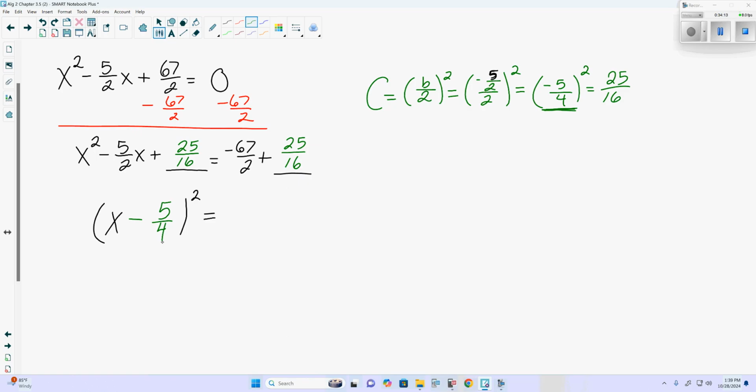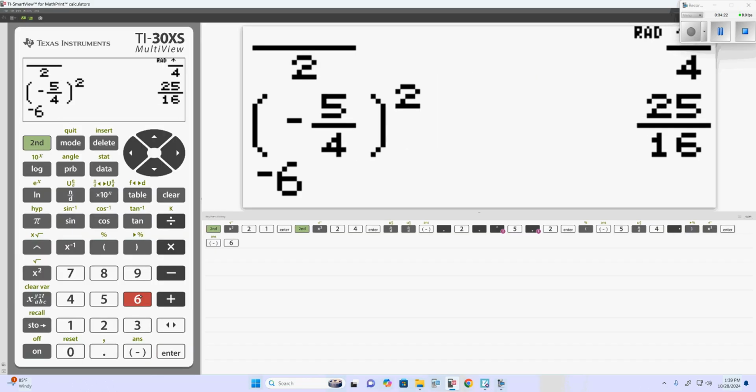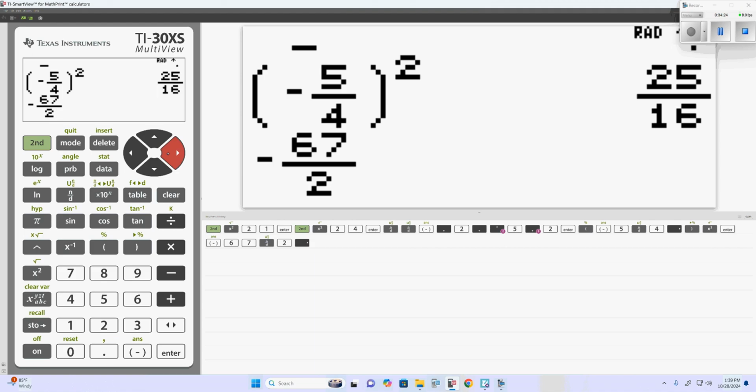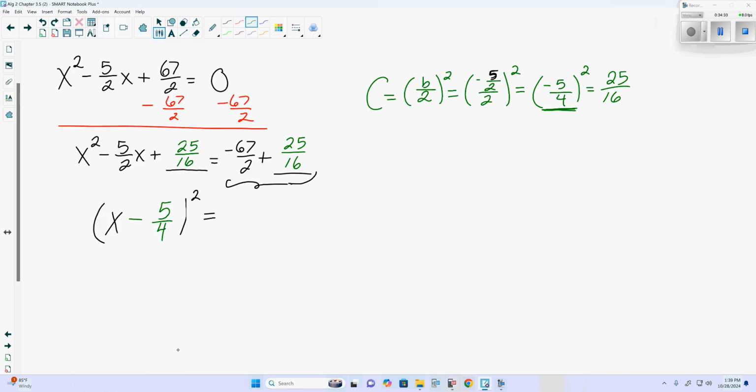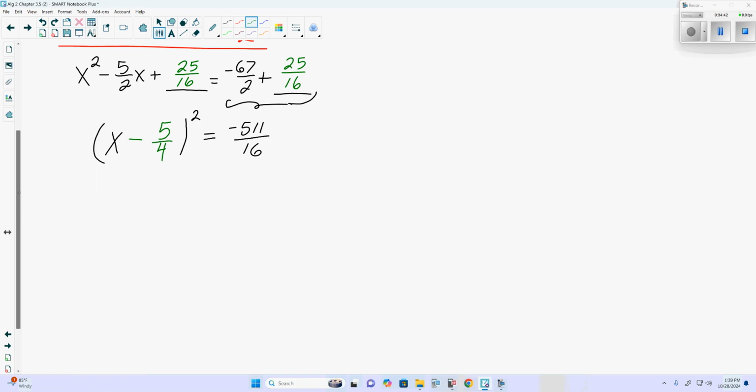Now the other thing we need to find, it simplifies negative 67 halves plus 25/16. And luckily, the calculator can do that for us, telling us negative 511 over 16. Questions on how we got to this point here?